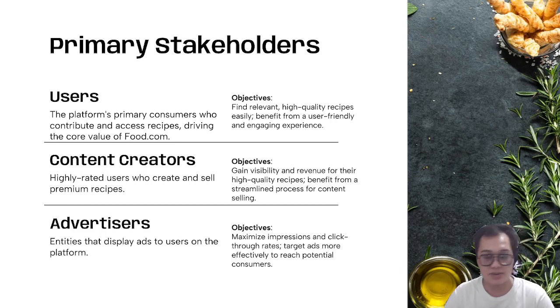The second one is the content creators, highly rated users who create and sell premium recipes. Their objective is to gain visibility and revenue for their high quality recipes, and benefit from a streamlined process for content selling. And last but not least are the advertisers, the entities that display ads to users on the platform. Their objective is to maximize impressions and click-through rates, and target ads more effectively to reach potential consumers.